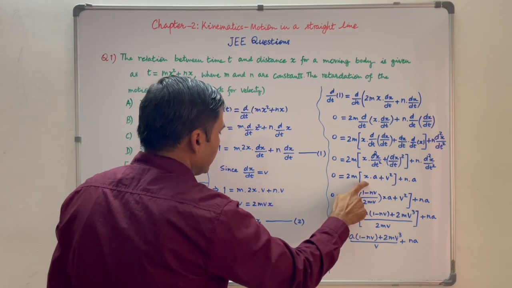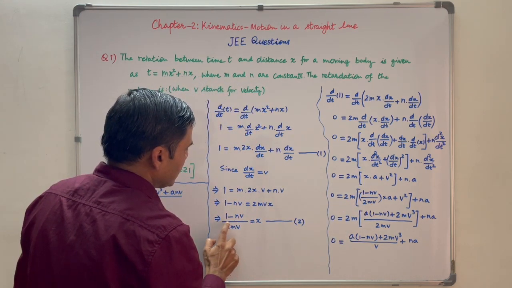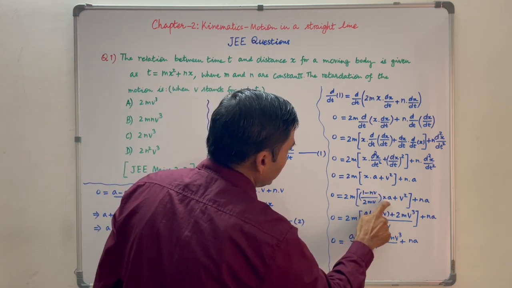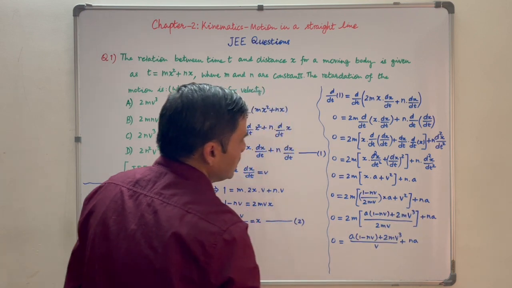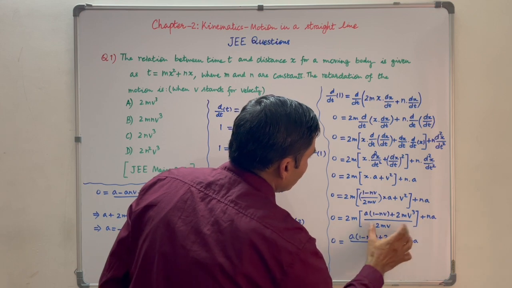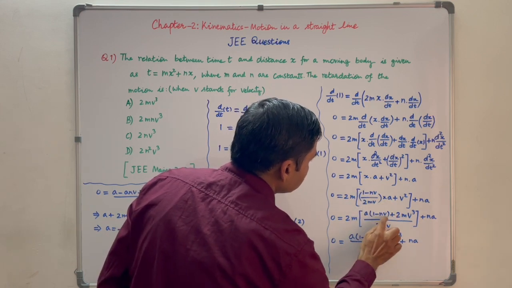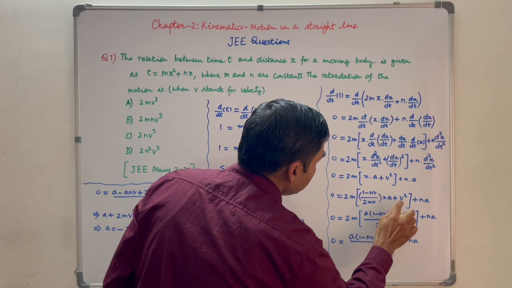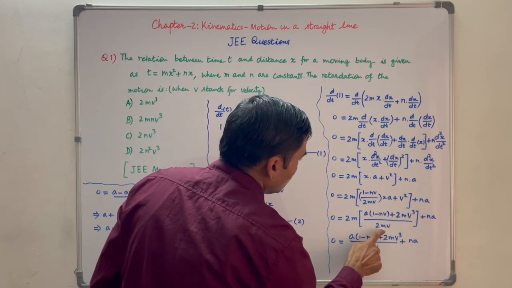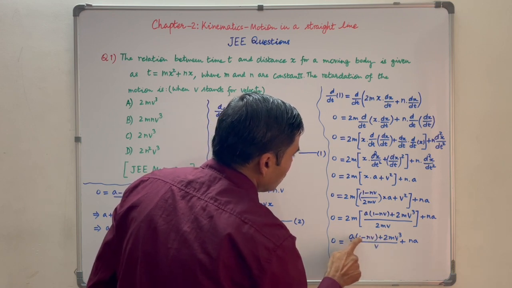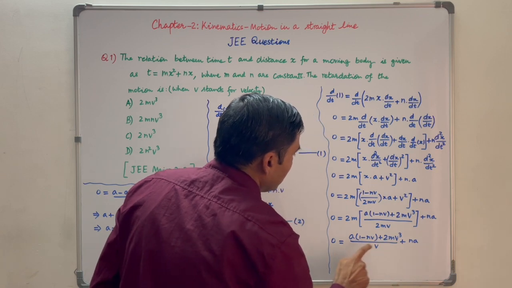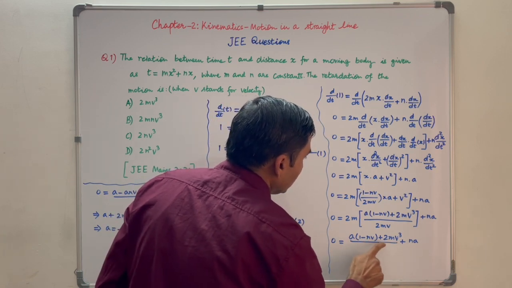Now replace x by this, 1 minus nv upon 2mv. So 1 minus nv upon 2mv into a plus v square, plus na. Now take LCM as 2mv inside the bracket. So it will be a into 1 minus nv plus 2mv into v square, means 2mv cube. Now cancel out 2m and 2m here. So it will be a into 1 minus nv plus 2mv cube upon v, plus na. Now take LCM as v of this whole.